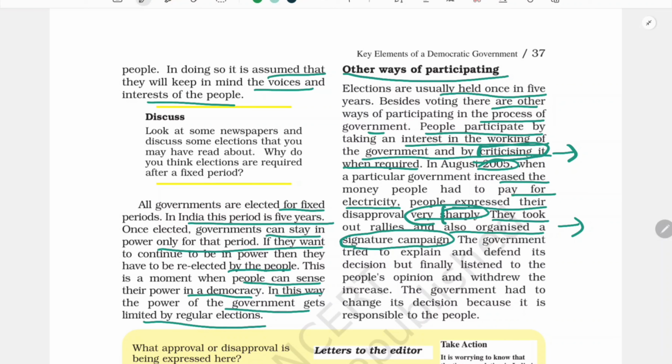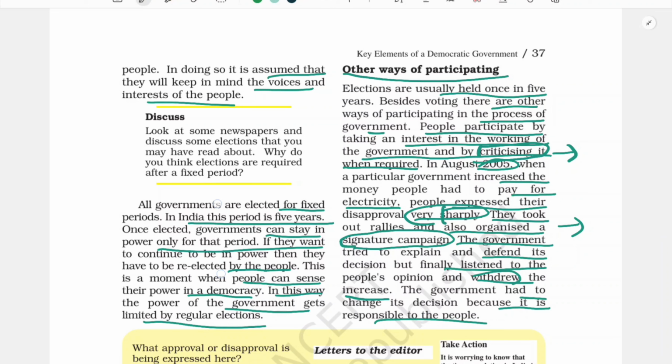So here the government tried to explain and defend its decision, but finally listened to the people's opinion and withdrew the increase. See, withdrew the increase. The government has to change its decision because it is responsible to the people. First it tried to defend, explaining that we have increased the amount, and that the increased amount will be used for the betterment of the country, for the development of the infrastructure of the country, this and that. But people did not listen, as they had disapproved very sharply, they were not ready to listen. So at last the government withdrew. The government did not increase the price of this electricity bill.